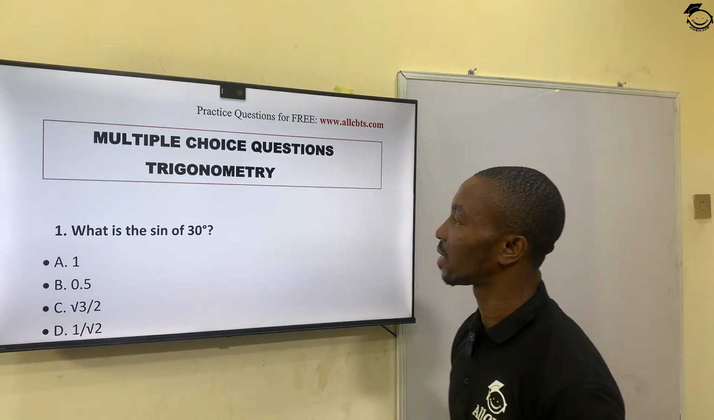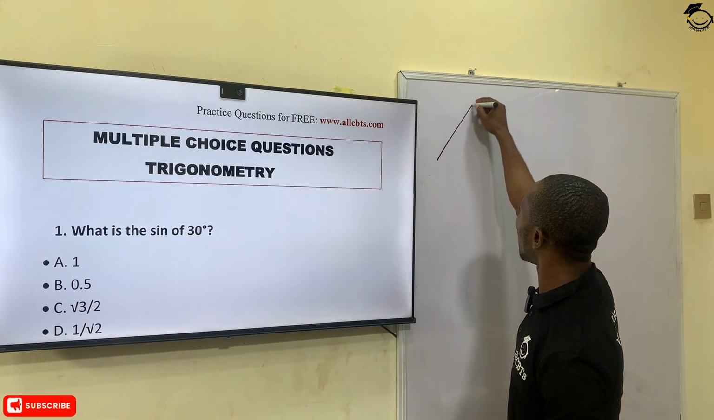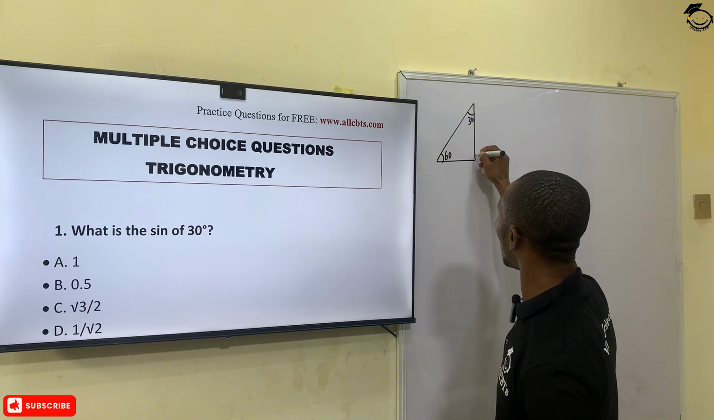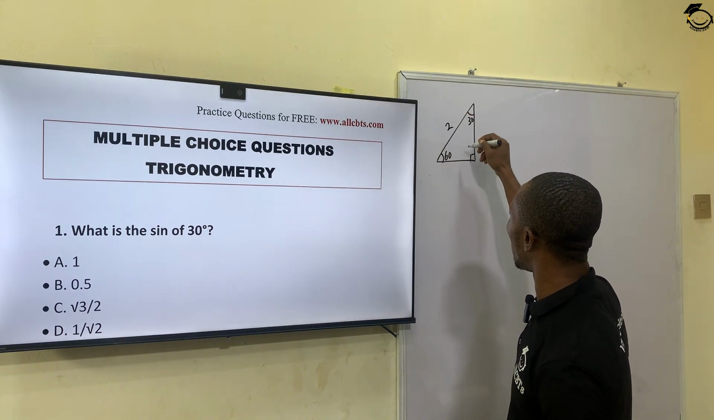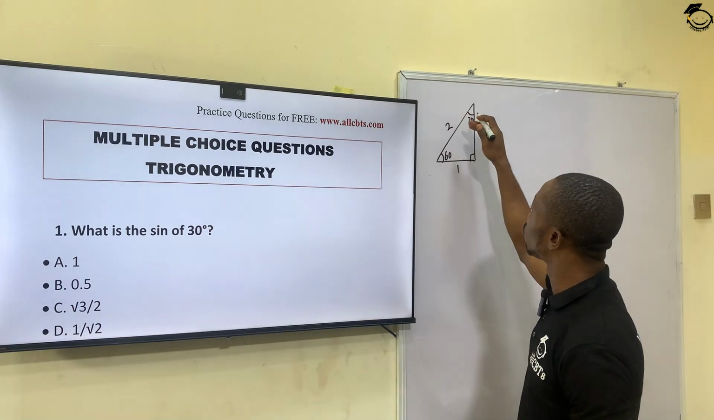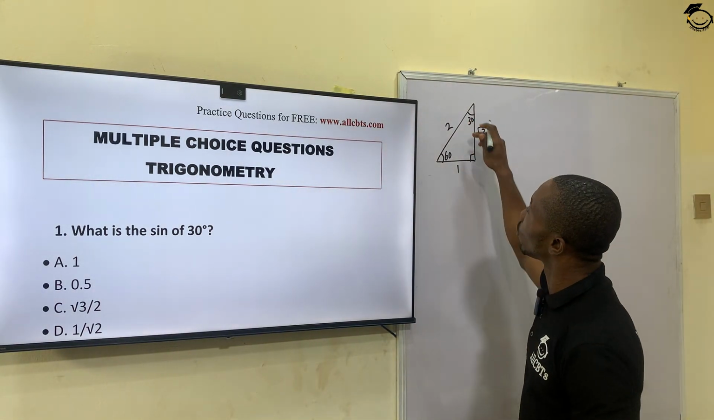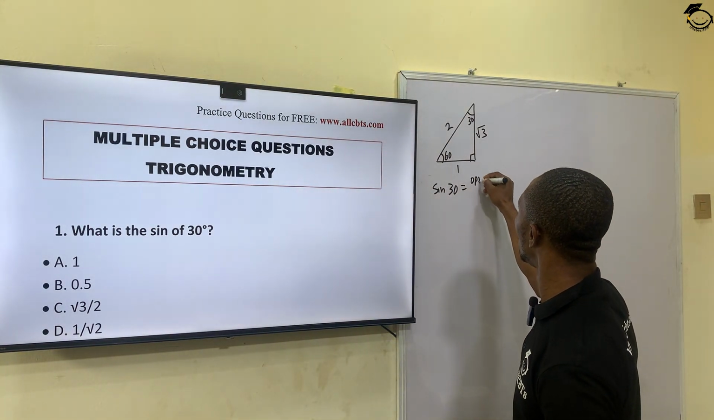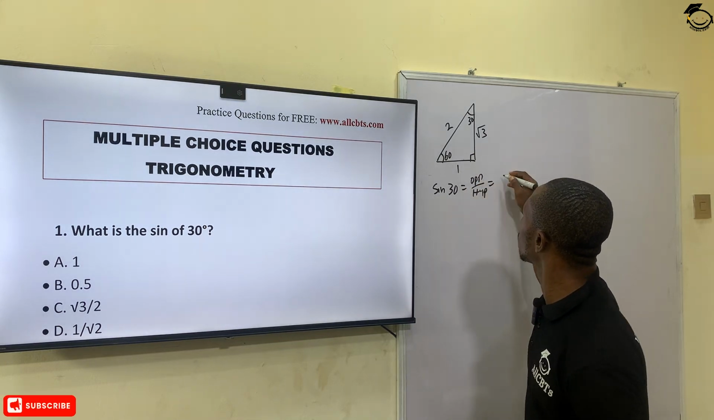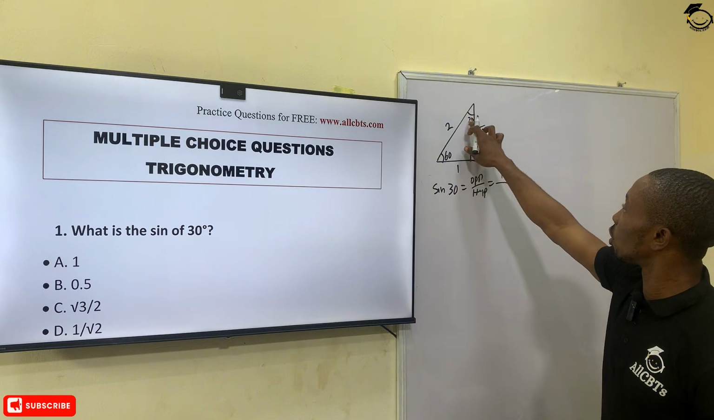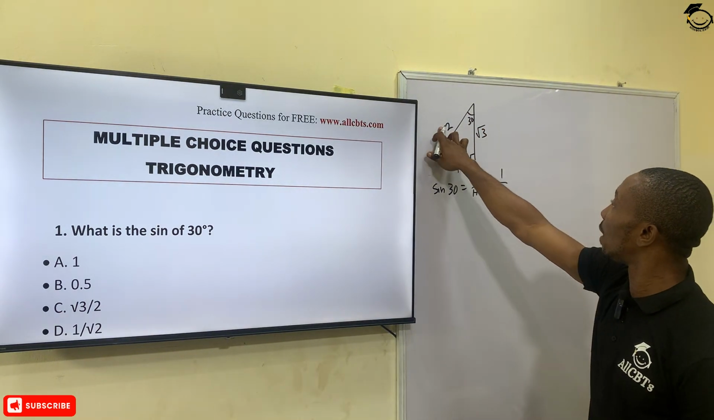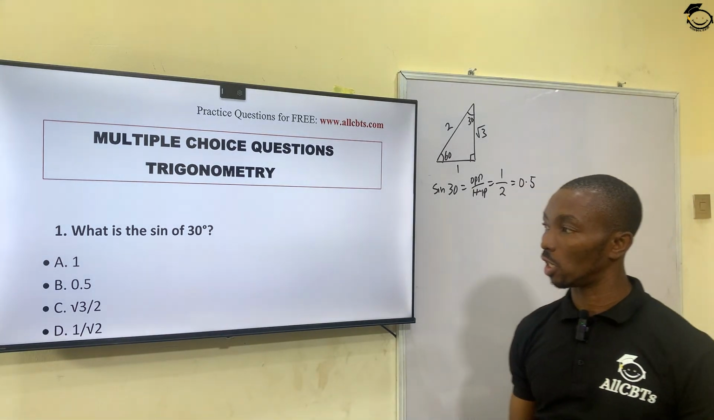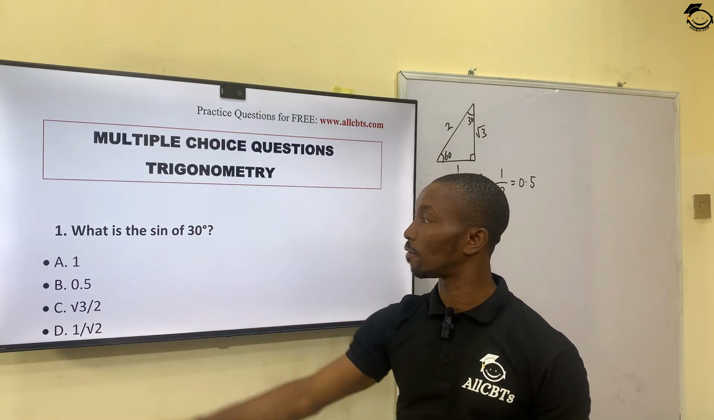Now, what is sine of 30? In a right angle triangle, we have 30, 60, and 90 degrees. Remember, we got this from the equilateral triangle, which is 2 and 1, so this becomes root 3. So sine 30 would be opposite over hypotenuse. Considering 30, this is our opposite, 1, and our hypotenuse will be 2. So 1 over 2, which is 0.5. So our sine 30 would be 0.5.